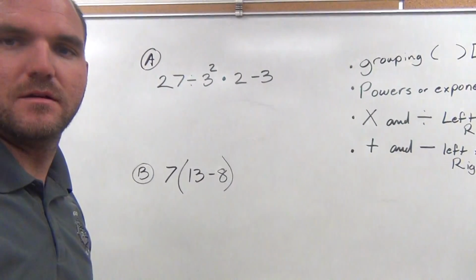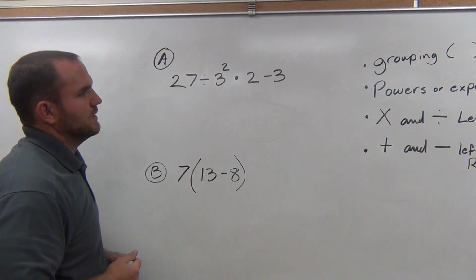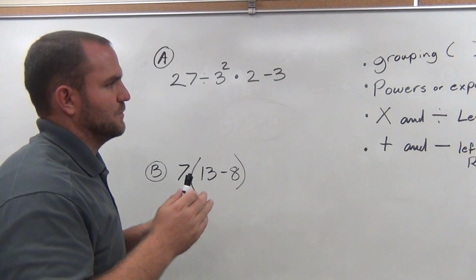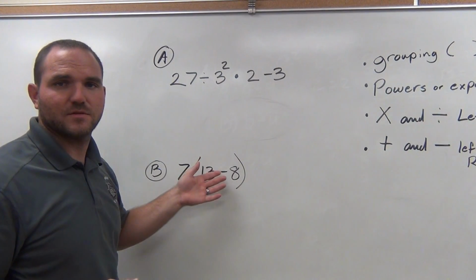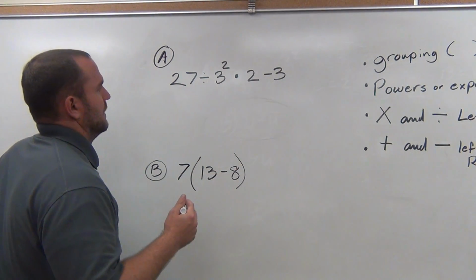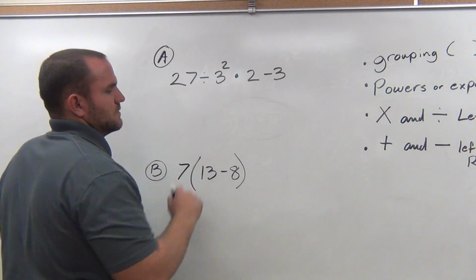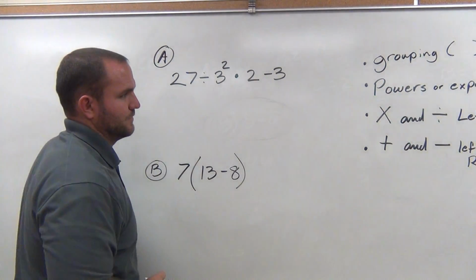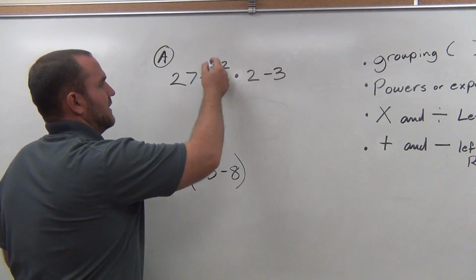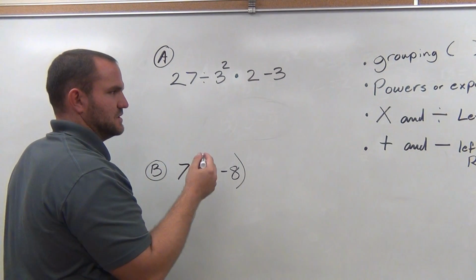I'm going to move my camera just a little bit. And if we're following along with our grouping and our powers, I would suggest going through these, like I always say, before I do it, and see if you can do it before I do it. All right, grouping. There's no grouping symbols in this problem. Powers and exponents, we have one right here. So that's 3 times 3, because it's 3 squared.